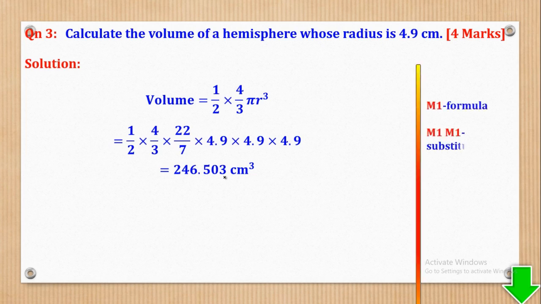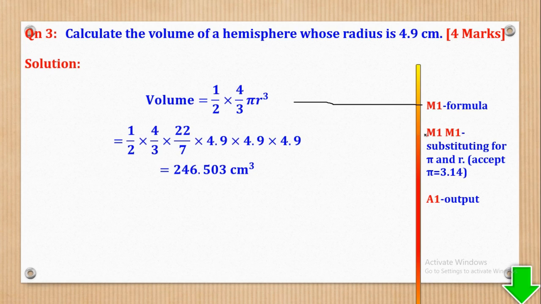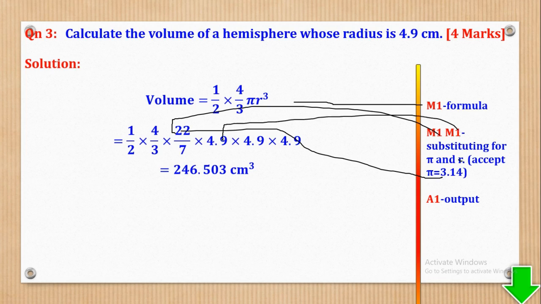Now let's see how much can be awarded. So M1 for formula and M1 for substituting for pi. So there are two values of pi. You can either use this fraction, which is 22 over 7, or use the decimal, which is 3.14. Then another M1 for substituting for r. So r times r times r, that is another M1. Then A1 for output. So using a calculator to get this final answer is how you can get that A1.